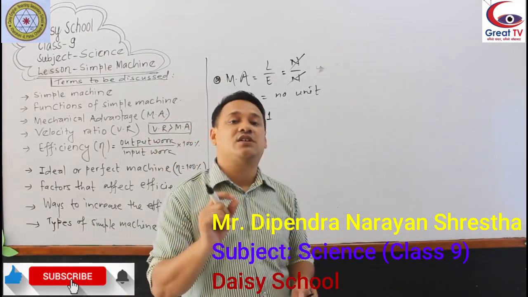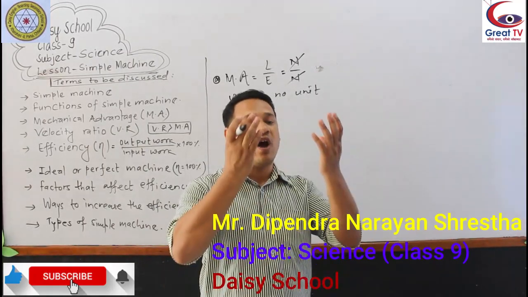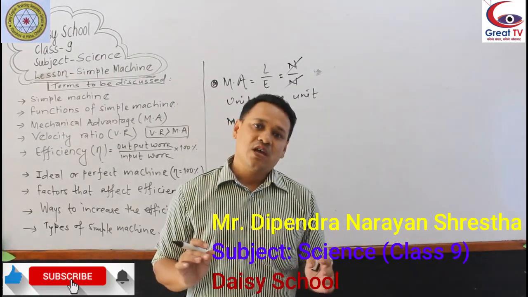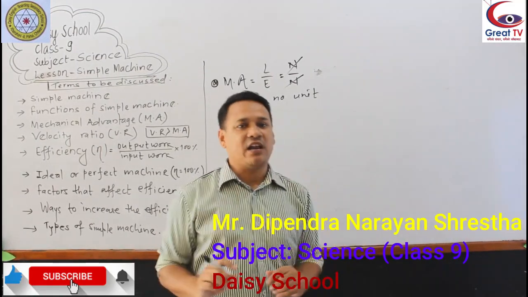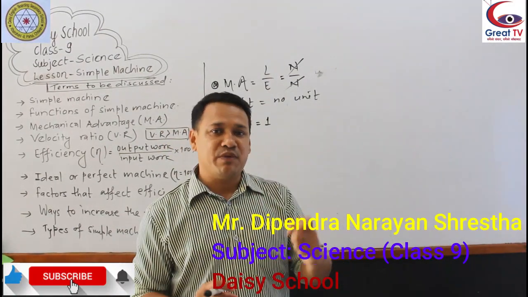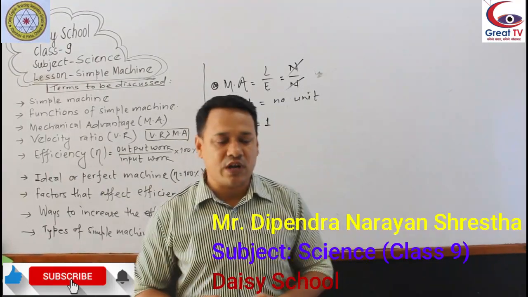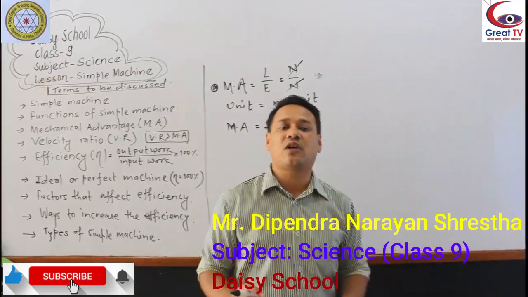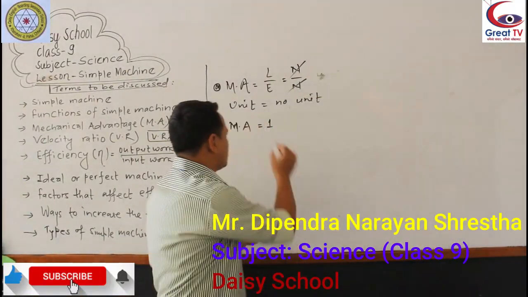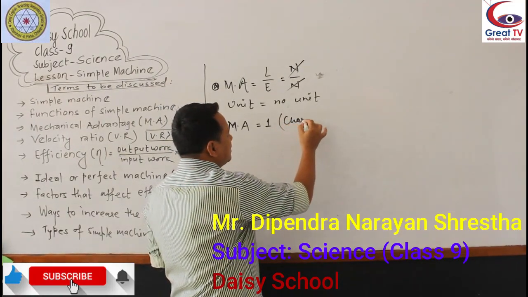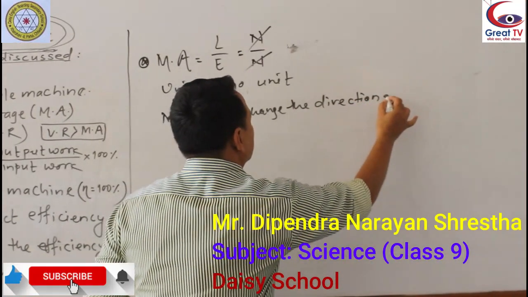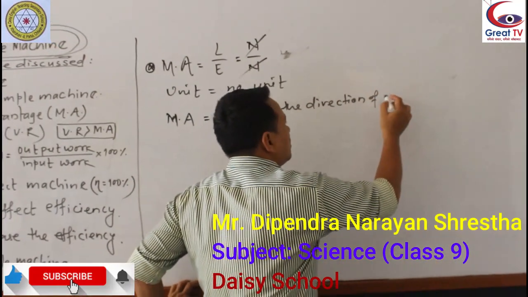It can only change the direction of applied effort. To lift the load upward, we can pull downward, we can apply the effort in the downward direction. So if you get mechanical advantage 1 while calculating, you have to understand that this machine cannot magnify the applied effort or increase the speed of work. It can only change the direction of applied effort or direction of force.